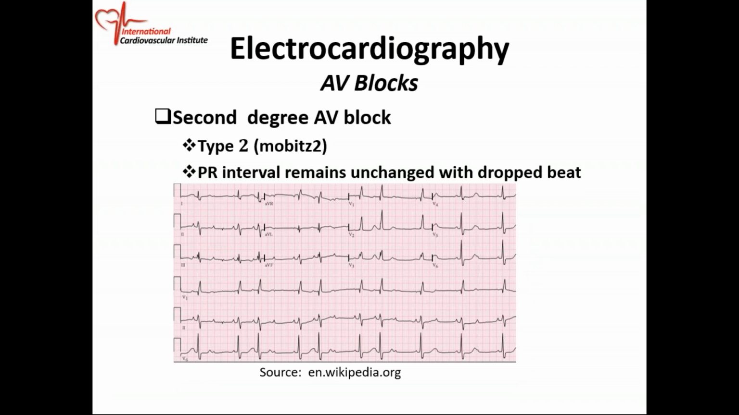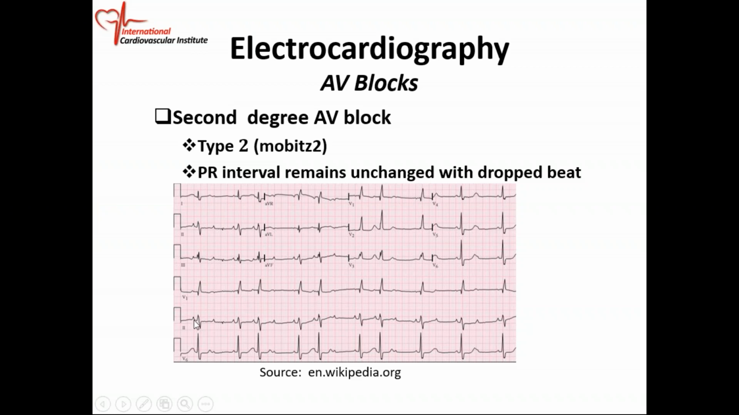Then you have second degree AV block type 2, so Mobitz 2. Remember we said with second degree AV block you have two types, type 1 and type 2. With second degree AV block type 2, or Mobitz 2, the PR interval remains unchanged. It remains constant, but you just get a drop beat. So let's look at the rhythm strip. Let's look at lead 2. Lead 2 is a very good rhythm strip to go to.